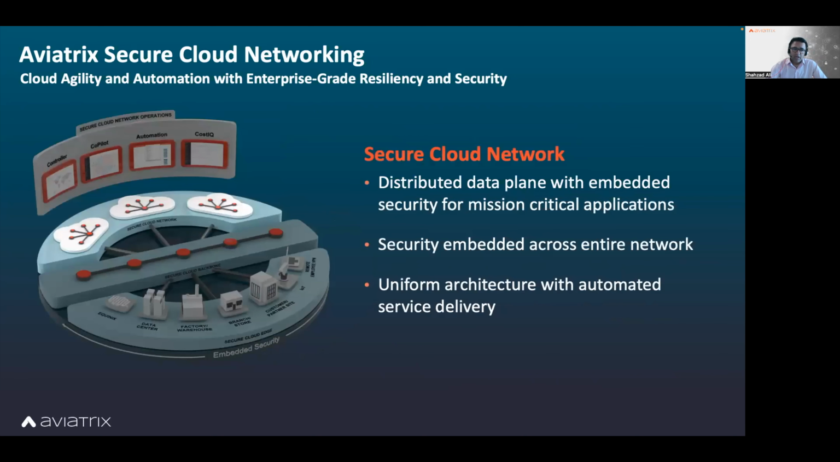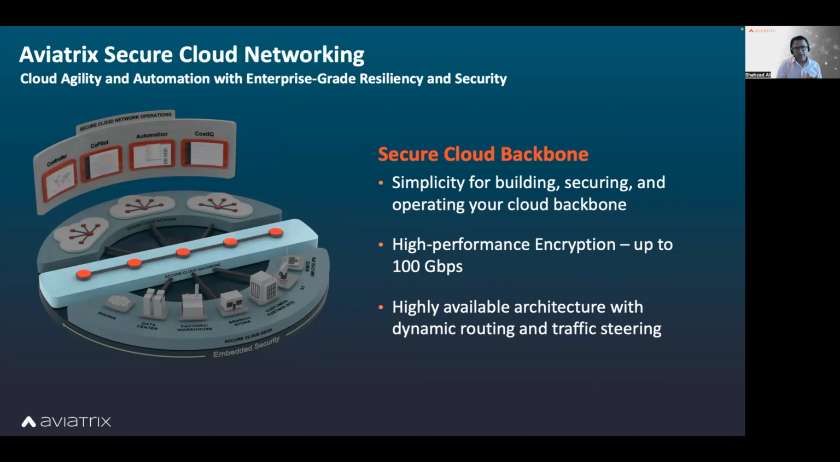Now, secure cloud networking is about providing the networking inside the cloud with our distributed data plane with embedded security for mission critical applications. The secure cloud backbone solution is about the simplicity of building and securing your cloud backbone inside Azure. The backbone is a high performance encrypted backbone that connects the on-premise resources using either IPsec VPN running over the public internet or ExpressRoute circuits. It's a highly available architecture with dynamic routing and traffic steering capabilities that can connect to your existing workloads in a brownfield situation or in a greenfield situation as well.